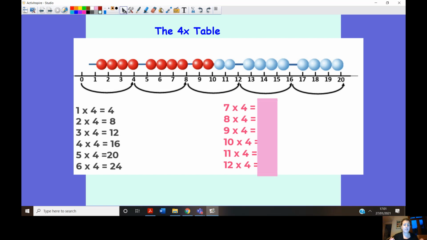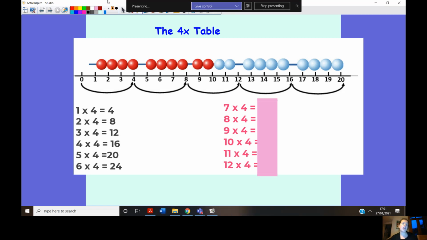So let's skip count. 4, 8, 12, 16, 20, 24. Good. You might be able to see that there are some links to another times table. That's right. Any number which is in our 4 times table is also going to be in our 2 times table.